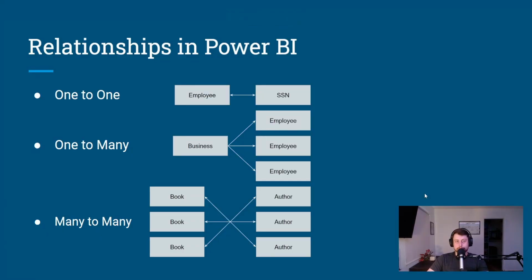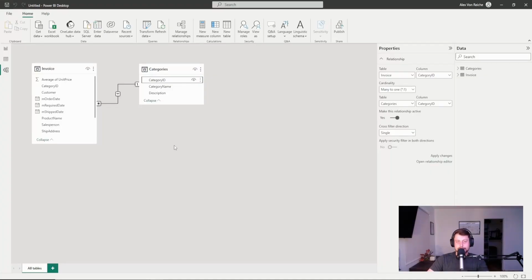For a brief overview, there are three types of relationships that you'll see in Power BI. This is a one-to-one relationship. In this case, an employee only has one social security number, and every social security number only ties back to one employee. There's a one-to-many, like the example we saw earlier, where one business has multiple employees. And then there's many-to-many. For example, what if we had books that had multiple authors and authors that had multiple books? This is generally the messiest and most difficult type of relationship, but you don't see it nearly as often as one-to-one or one-to-many. So let's come back to Power BI here.